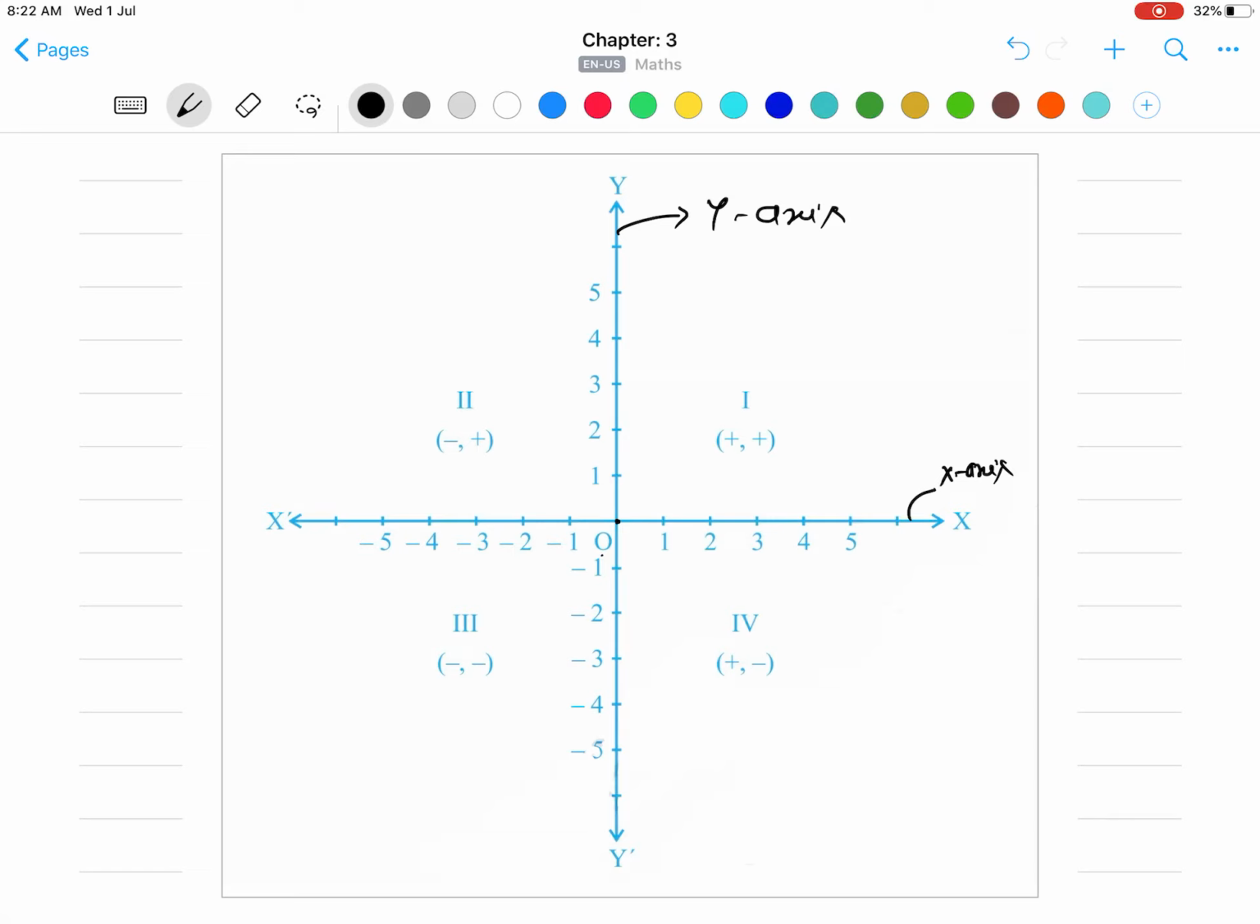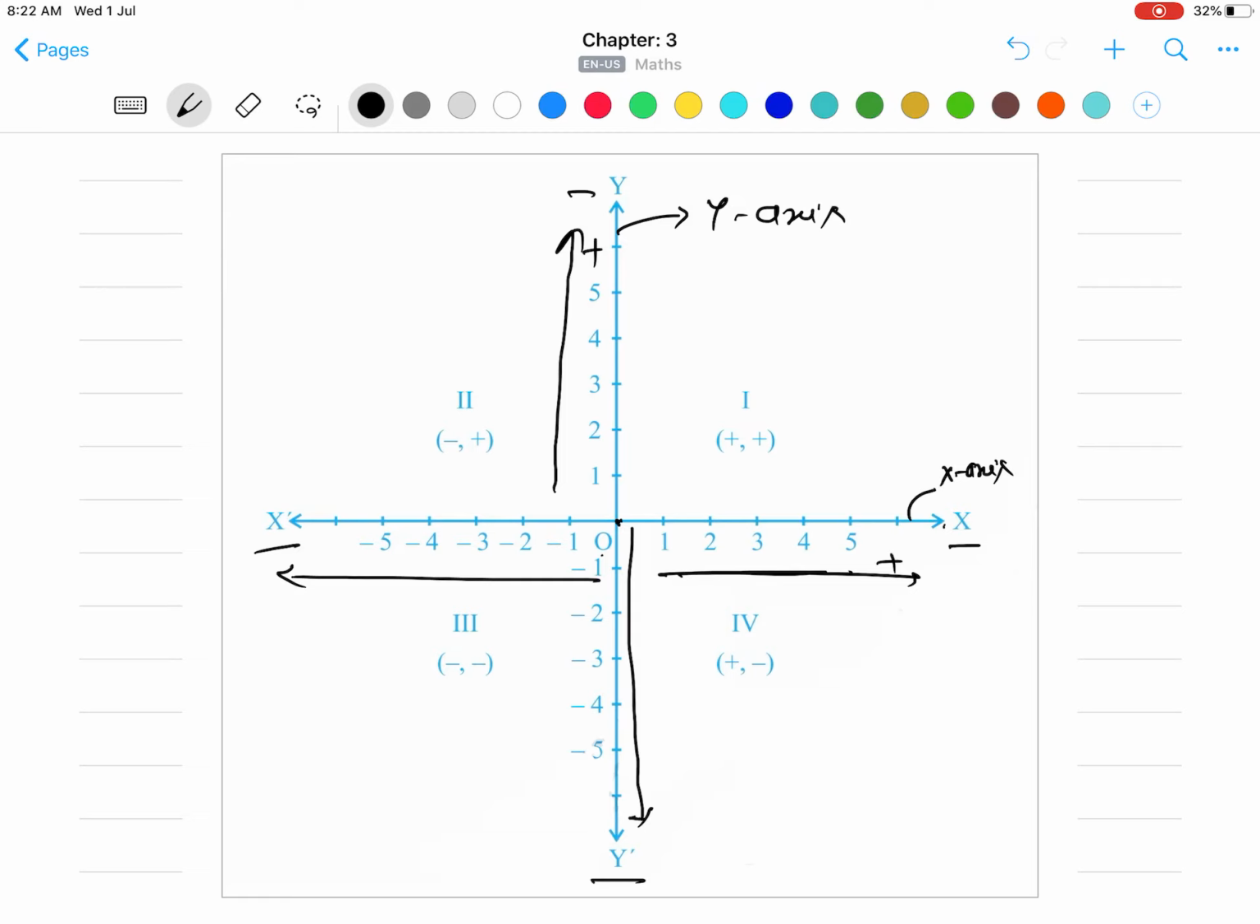They are named x and x bar, and y and y bar. From O to x we have the positive value of x, and from O to y we have the positive value of y, and from O to x dash or x bar we have the negative value of x. Similarly, from O to y dash we have the negative value of y. Based on this, in this direction we have positive values, and in this direction also we have positive values.